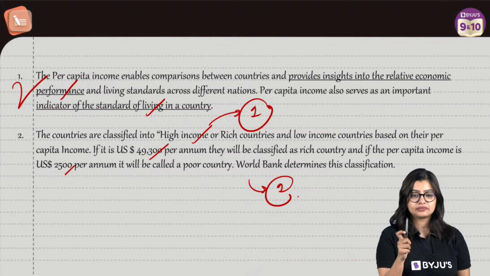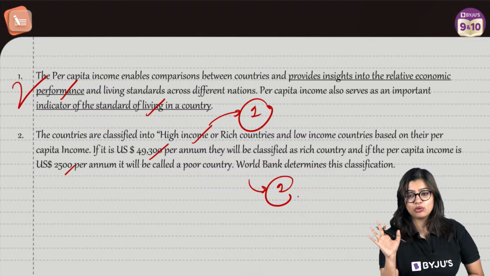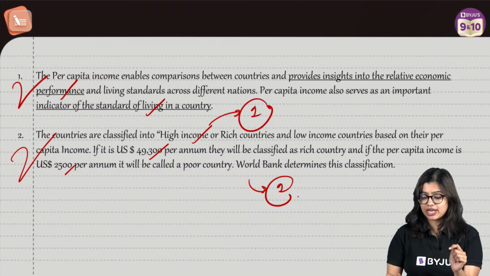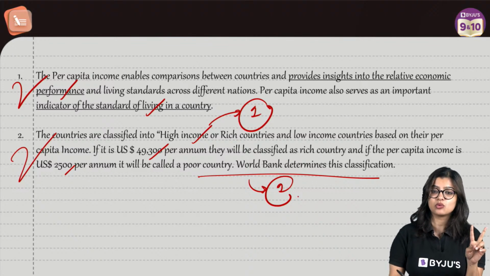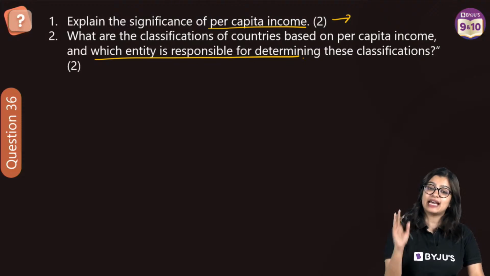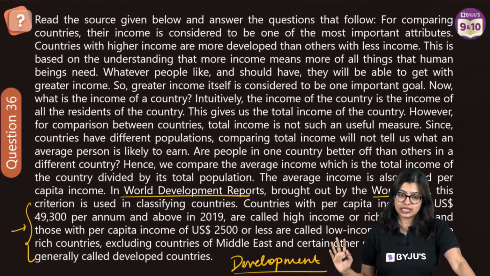Yes, you can do that. That is also a pointer you can write. But 2 points you have to mention, right? Because it's for 2 marks each. So this bifurcation is 1 mark. What is the basis is 1 mark. Now this was very simple. Wasn't this very direct? These are direct questions in case-based.